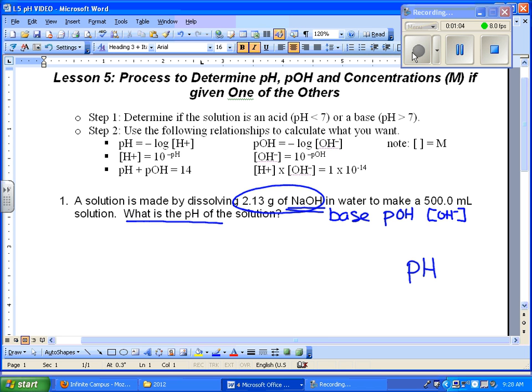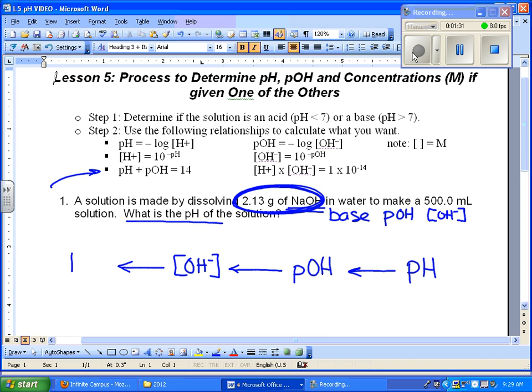So for this one, I'm going to use this one, and I can determine the pH from a pOH. Now, because I'm going to be able to get a molarity out of this problem, I could definitely determine the OH minus concentration. But I'll have to do that calculation. So from the grams, I'm going to get a molarity in order to be able to do this problem. So now I've got my plan.